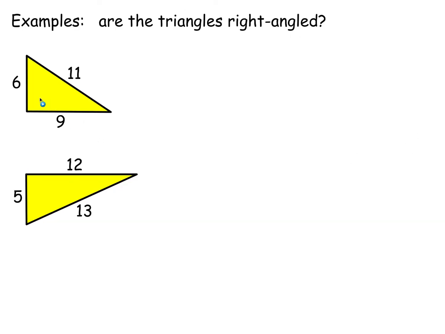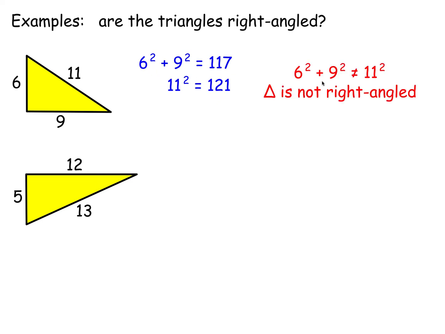So if we want to show whether or not a triangle is right-angled, you need to show that Pythagoras would work on it. Here we want to see if 6 squared plus 9 squared makes 11 squared. Now 6 squared plus 9 squared does not make 11 squared. Conclusion: 6 squared plus 9 squared is not equal to 11 squared. The triangle's not right-angled.